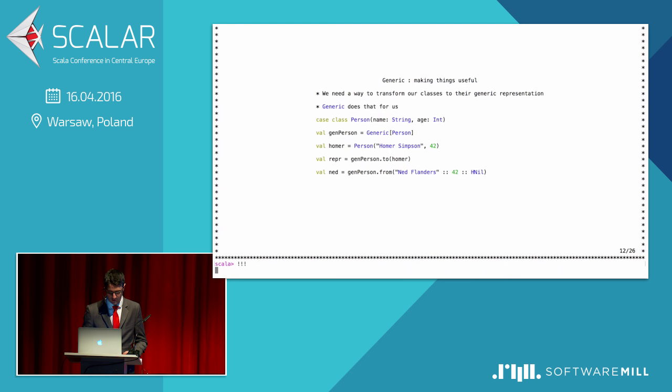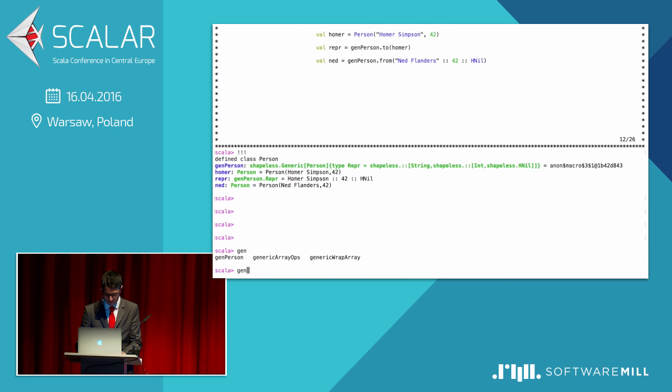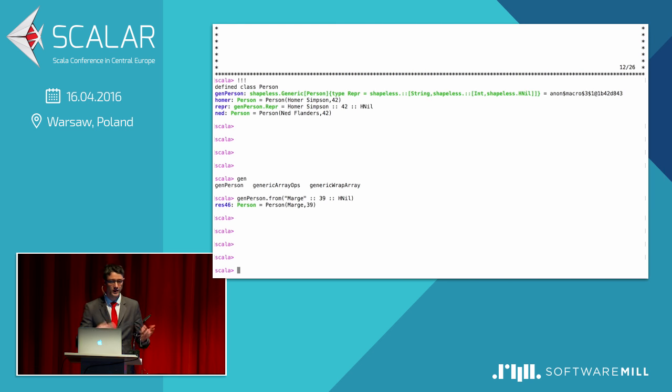And of course, I can interpret that. I can say, make me a Marge Simpson, perhaps, and I get an instance of Person. And if I pass the wrong type of HList, it wouldn't compile because it's not the right type. We cannot build a Person out of it.